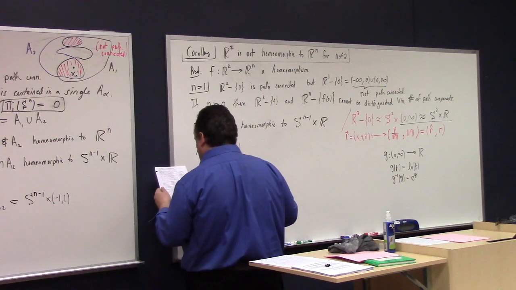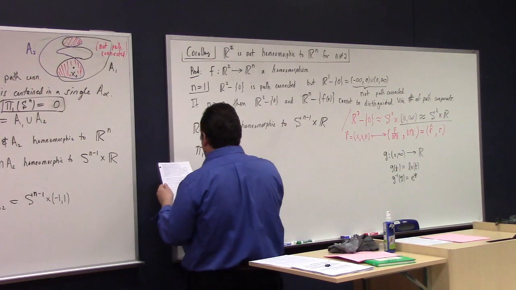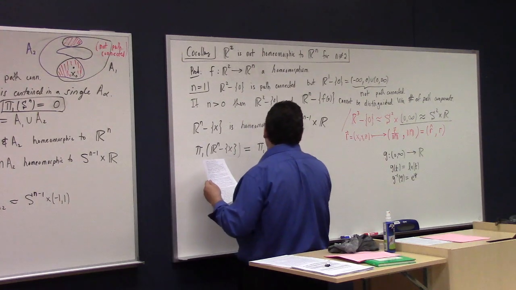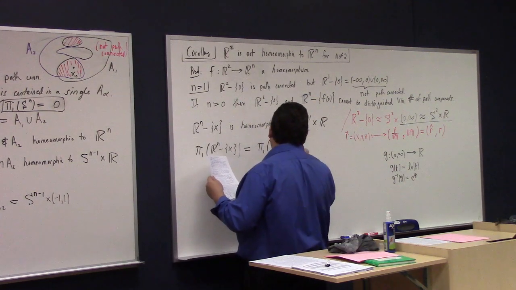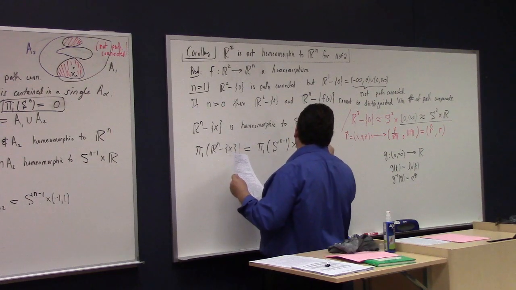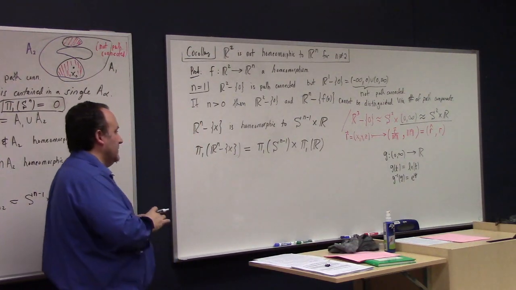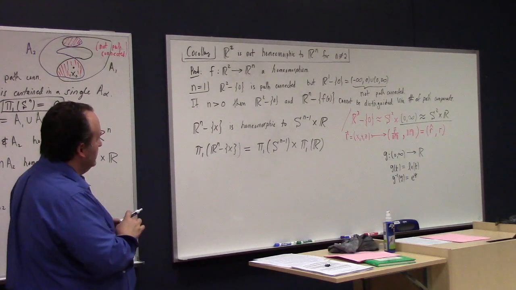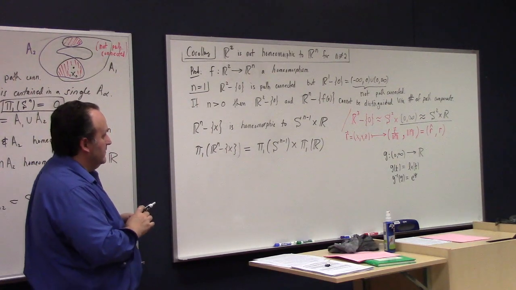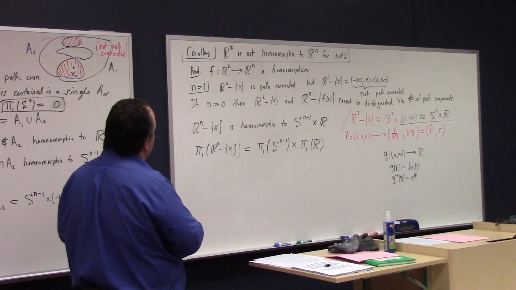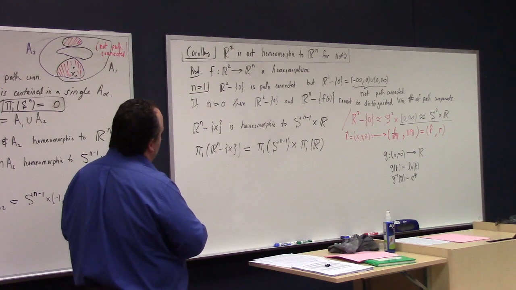Anyway, where was I? So the fundamental group of Rn with a point removed is equal to the fundamental group of S^(n-1) Cartesian product with the fundamental group of R. But what is that? So if n is greater than, wait a minute. Oh man. Is it n greater than 2 here, right?